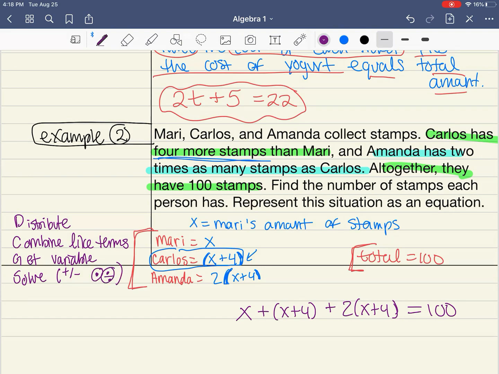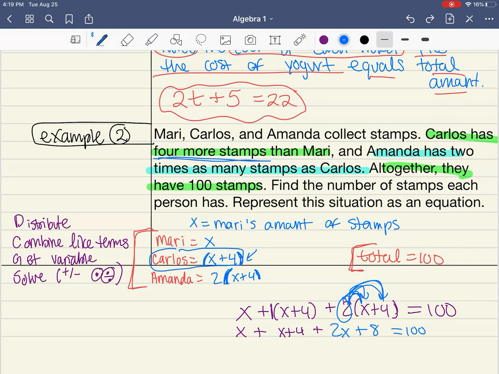All right, so distribute, step 1. Do I have anything to distribute right here? No. A lot of students will see that parentheses and think that there's something to distribute, but there is just a value of 1 here, and multiplying through by 1 doesn't change anything. So I'm going to leave this and just drop the parentheses. However, I do need to distribute 2. 2x, because 2 times x, plus 8. 2 times 4 equals 8.